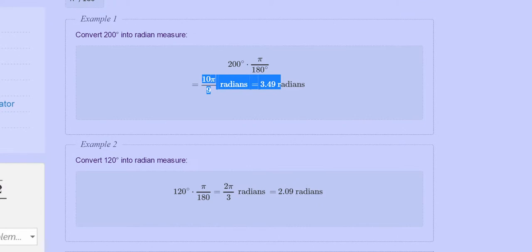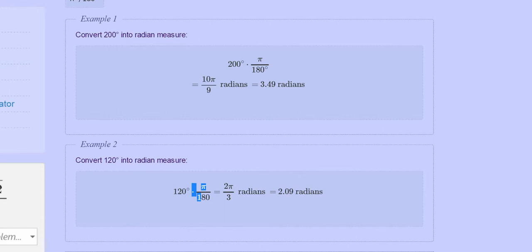Now to put a second example, let's just say that we have 120 degrees. We simply multiply it by pi over 180. Now the formula is always pi over 180. That will equate to 2 pi over 3, which would equate to 2.09 radians.